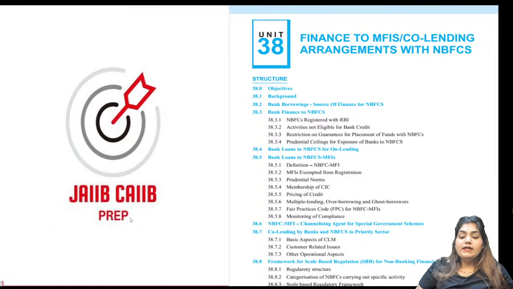Suppose the loan is 1 lakh rupees. 80,000 was given by the bank and 20,000 was given by the NBFC. Suppose 50,000 came back but 50,000 did not come back. So the ratio was 80:20, that is 4:1. 4 parts were given by the bank and 1 part by the NBFC. 40,000 will be the loss of the bank and 10,000 will be the loss of the NBFC. The proportion in which we give the loan is the proportion in which losses are handled.